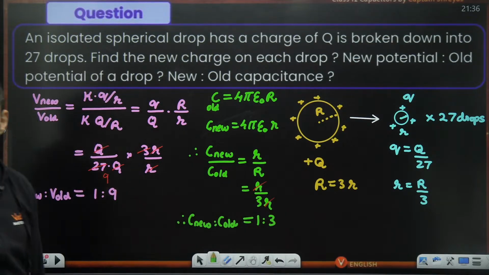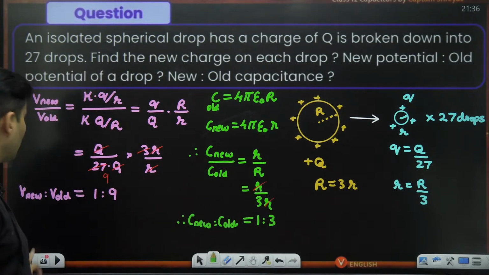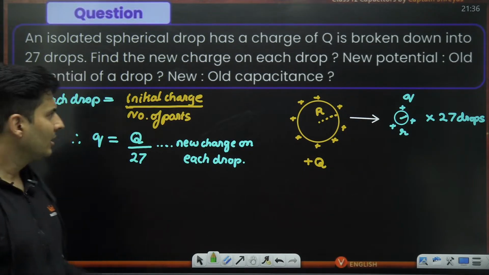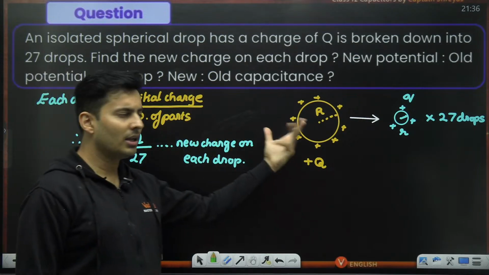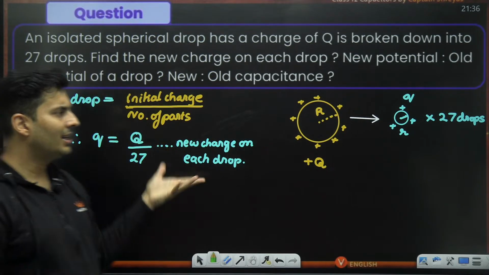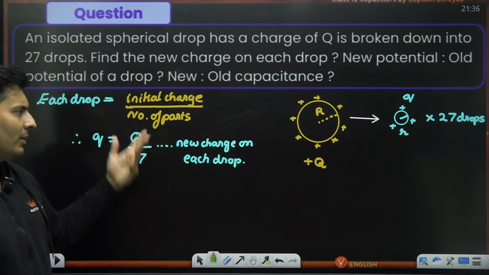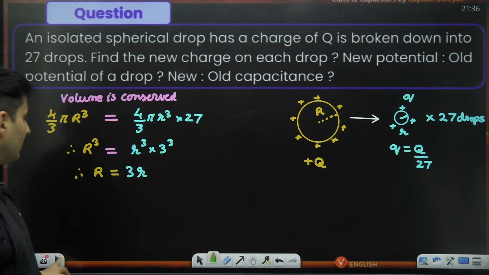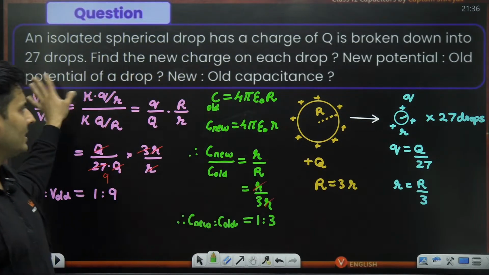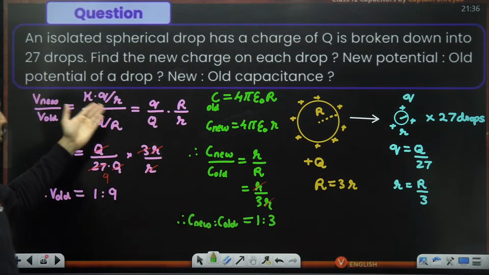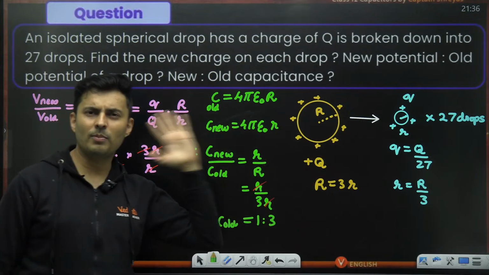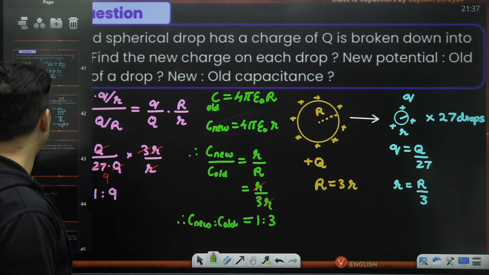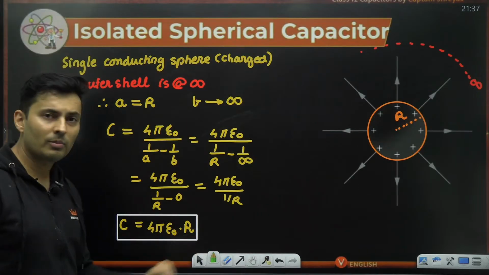That's it. Everything we figured out. We had to use the concept of volume conservation. We also had to use the concept of charge conservation. Each drop into the number of parts will be the total charge which was there initially, so it just got divided. We found out each charge, and we also found out the new radius. Once we got the new radius, we can find potential using the KQ by R formula, and capacitance using the 4 pi epsilon naught R formula.